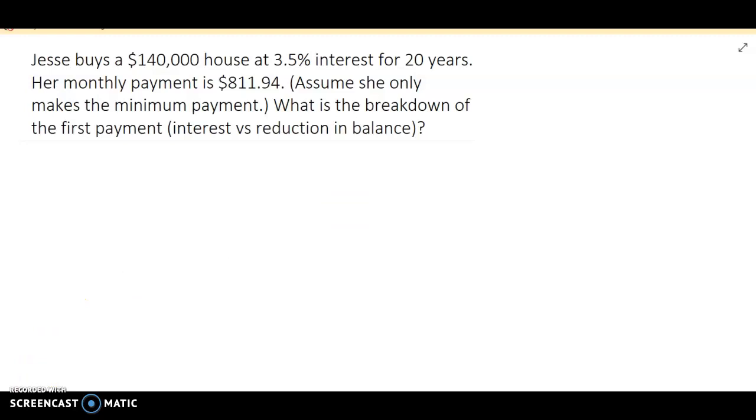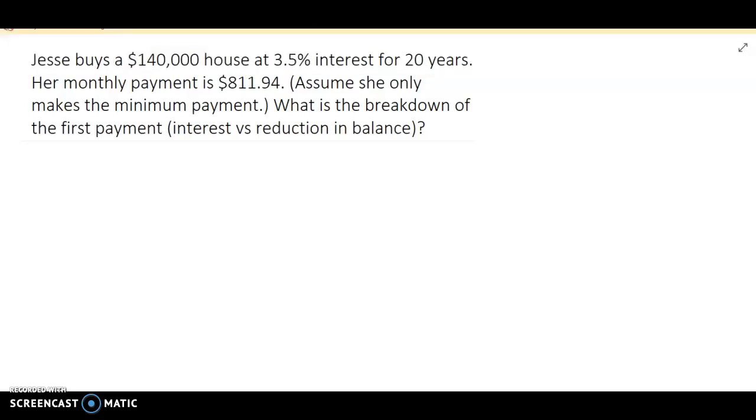So basically, we're going to think very much like credit cards. We're finding the finance charge. So assuming she only makes the minimum payment, when you make over the minimum payment with a mortgage, that goes towards the principal, which is how much you owe, and that makes you pay less interest over time. But for now, we're just going to pretend $140,000, Jessie's only making the minimum payment, and we go with this.